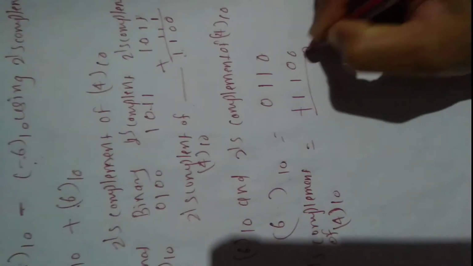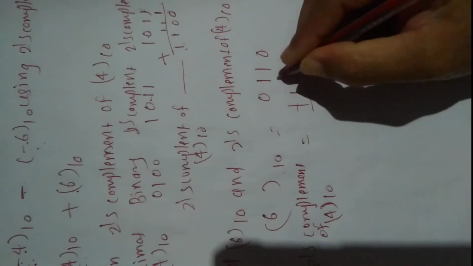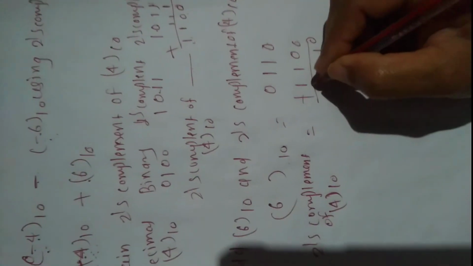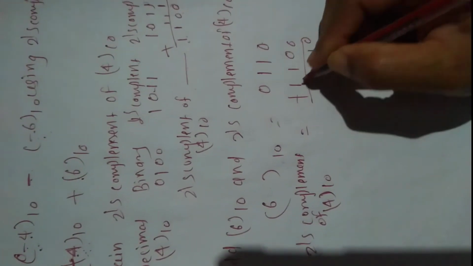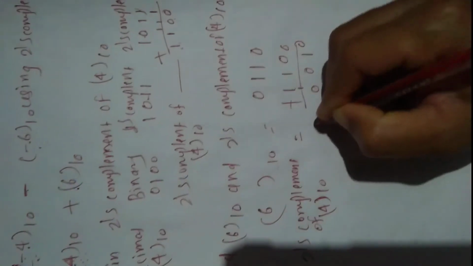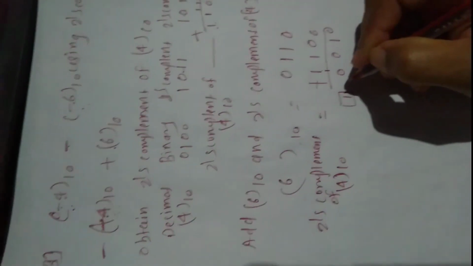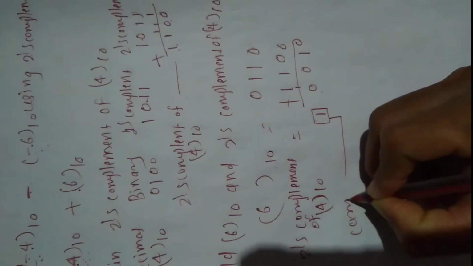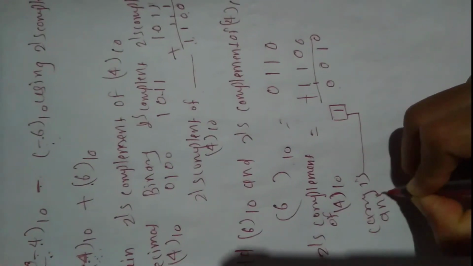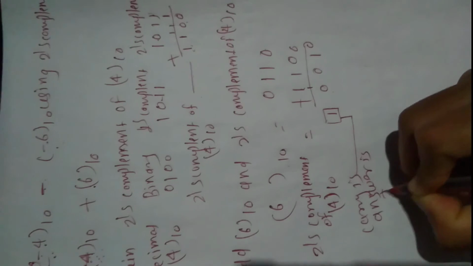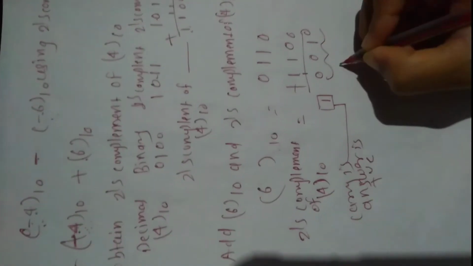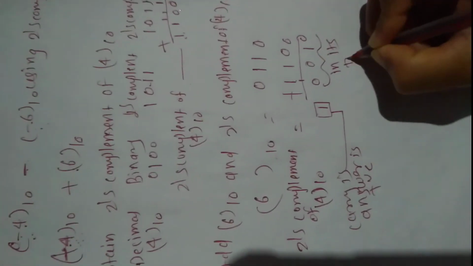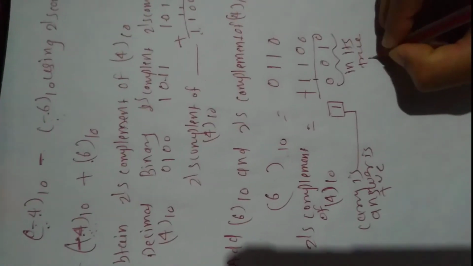So the answer: 0 plus 0, 0, 1 plus 1, 0, 1 plus 1, 0, carry 1. 0 plus 1, 1, 1 plus 1, 0, carry 1. Carry 1. The carry is 1, so the answer is positive and in its true form. So we do not take the 2's complement.